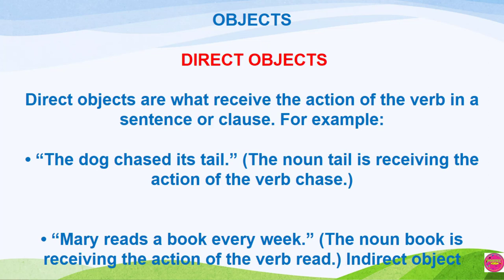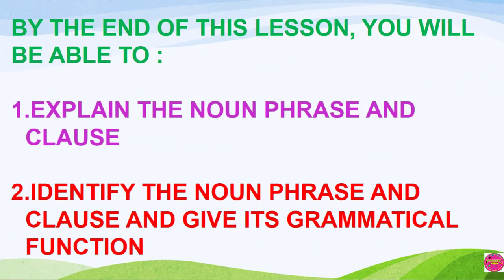Example 2. Mary reads a book every week. The noun book is receiving the action of the verb read. Therefore, the book is the direct object. So, we're now going to move to what a noun phrase and clause are.